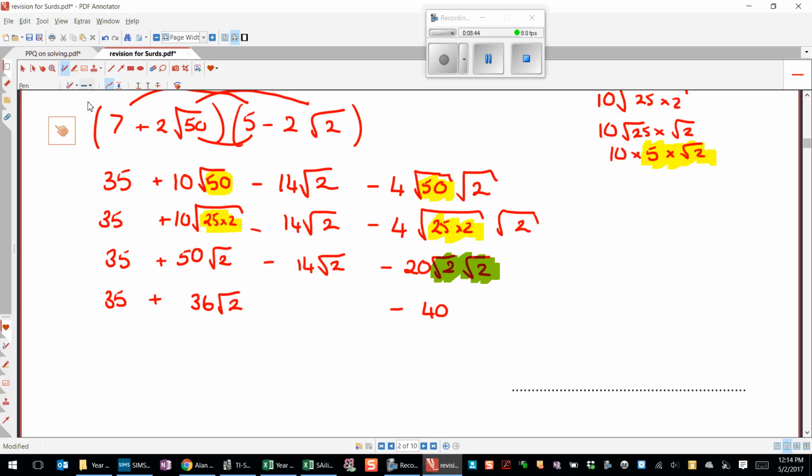Just to keep you going, 50 minus 14 root 2s makes 36 root 2s. So the final simplification is 35 minus 40, which is minus 5. Plus 36 root 2.